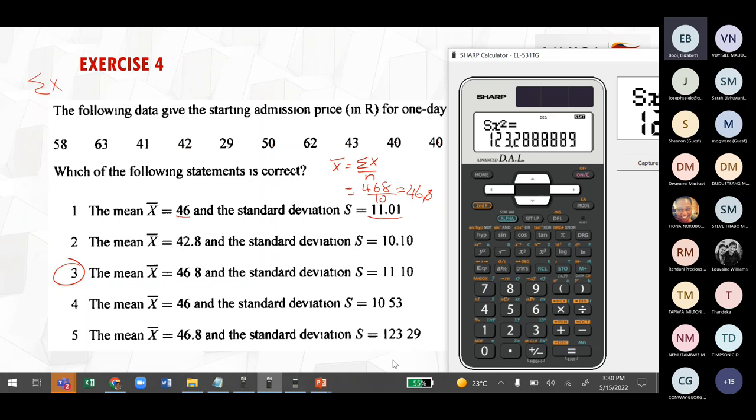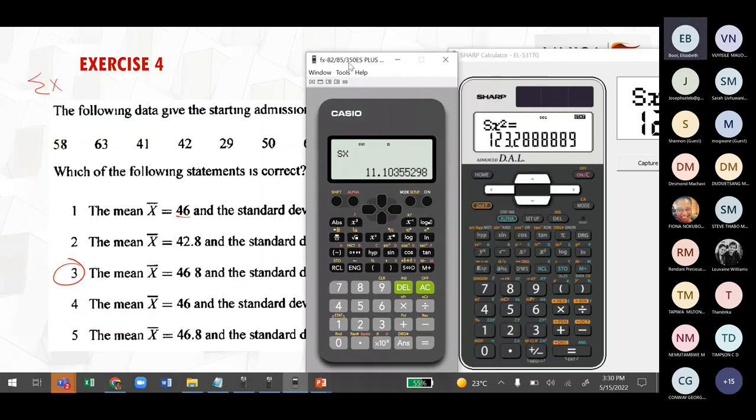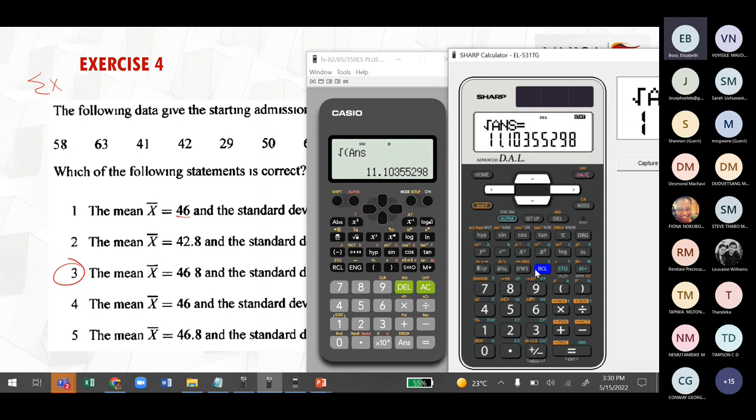Also on the Casio, to calculate the variance, you just press the X squared button. It will put the answer squared, and you press the equal sign, and that will give you the variance. And to get to the standard deviation, you remember, standard deviation is the square root of your variance. So you just press the square root button, and it will give you back your standard deviation. That is how you use a calculator.